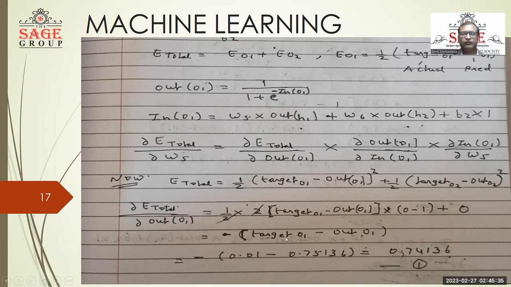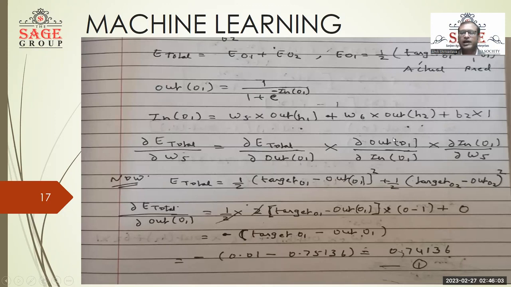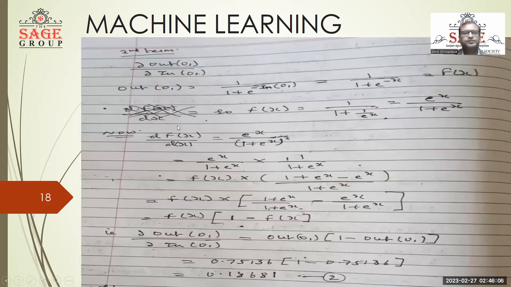Okay. So minus of target O1, as we have already seen in the example, my actual output was 0.01 and my predicted output was 0.75136. So this is my value which is coming 0.74136. And this is my first term, del E total upon del out O1. Now we need to calculate the second term, that is del out O1 upon del in O1. Okay. So out O1 is nothing but 1 upon 1 plus e to the power minus in O1.